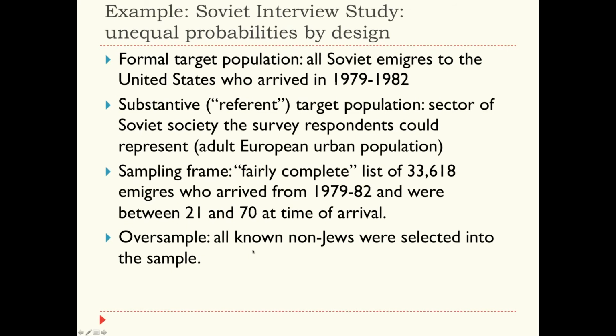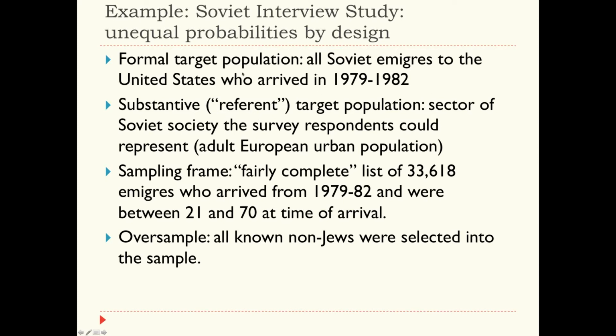So let me just give an example of an unequal probability to get at a subgroup. There's a very interesting survey called the Soviet Interview Study. This was done before Western researchers could go to the Soviet Union to do samples. So the target population was all Soviet emigres to the U.S. who arrived in this particular area.